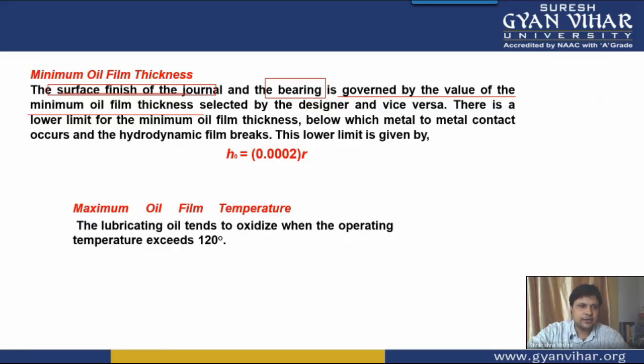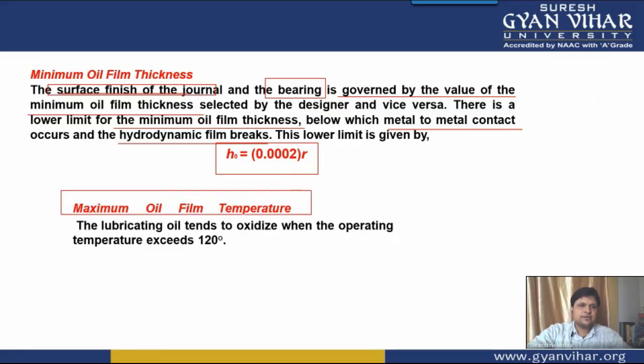There is a lower limit for minimum oil film thickness, below which metal to metal contact occurs and the hydrodynamic film breaks. Always there should be some lower limit for the oil film thickness, because if the thickness of the oil film goes below it, then what will happen? There will be metal to metal contact between the journal and the bearing, and the film, which is known as the hydrodynamic film, will break. This lower limit is given by h naught is equal to 0.0002 into R.